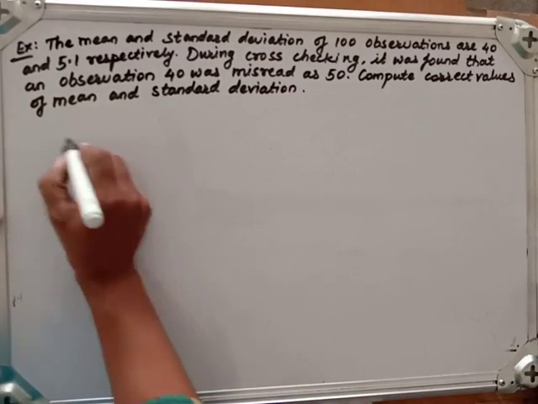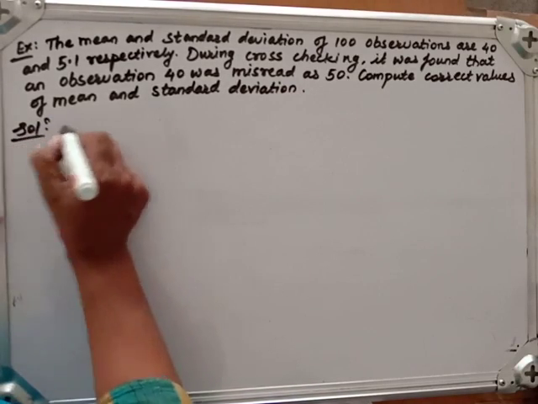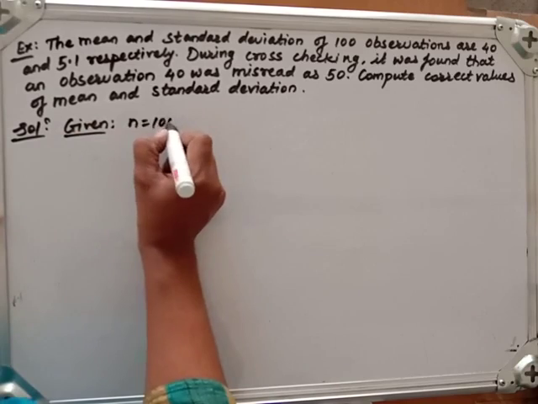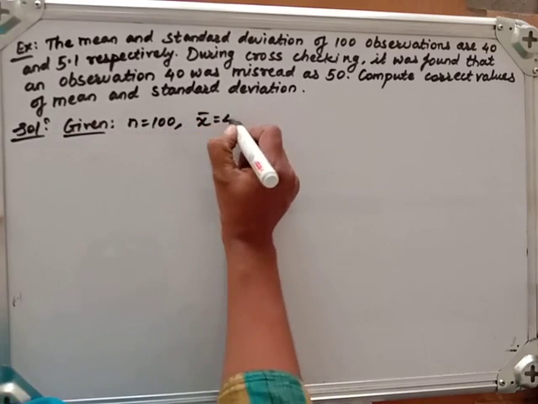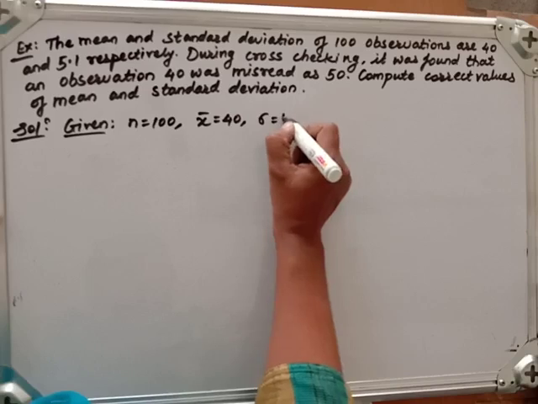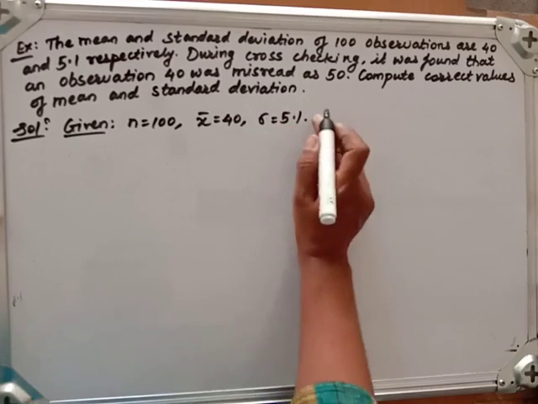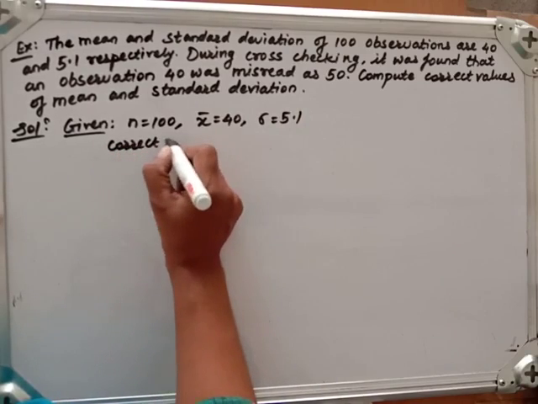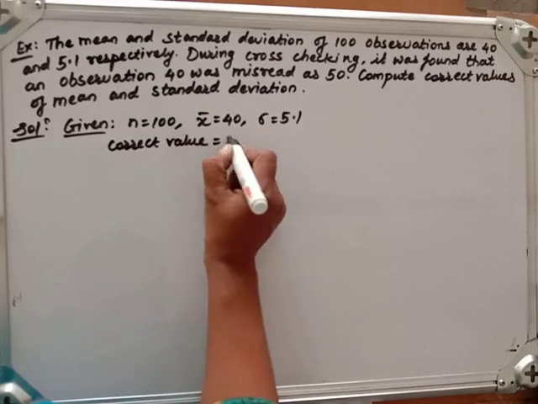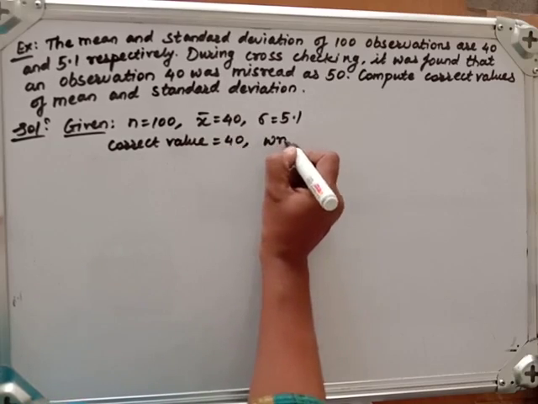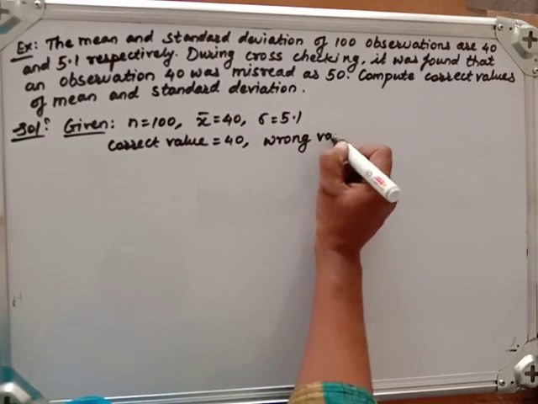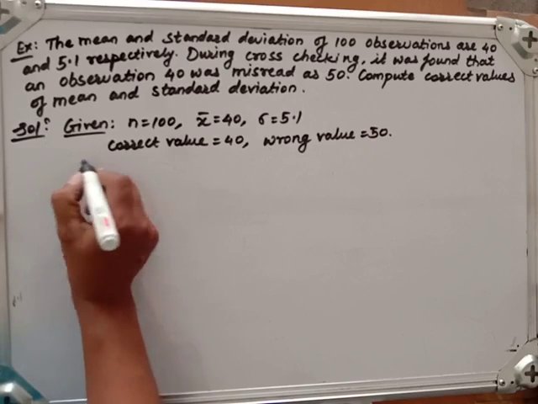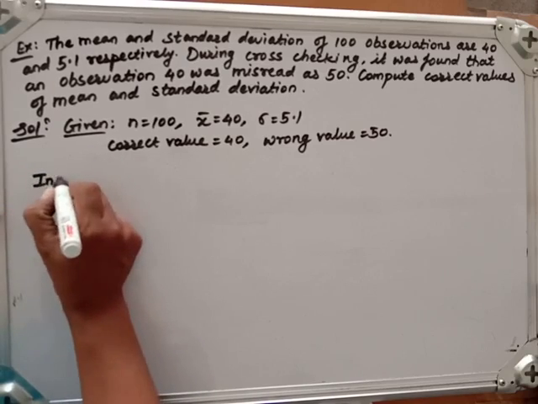Fine. So solution: what is given to us? Here n is equal to 100, x bar is 40, and sigma is 5.1. Now the correct value is 40 and the wrong value, it was misread as 50. The wrong value is 50.